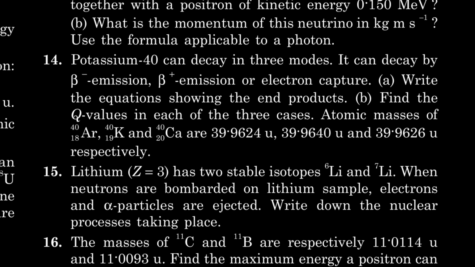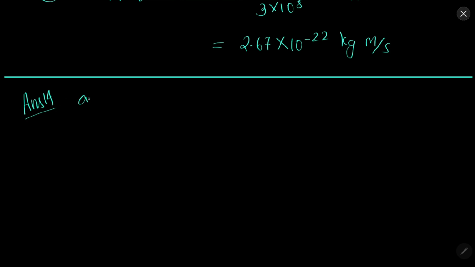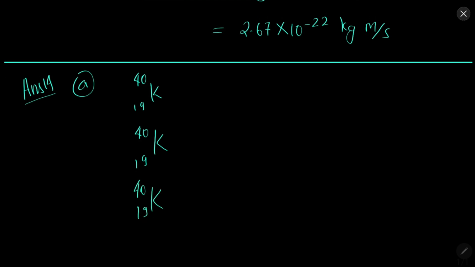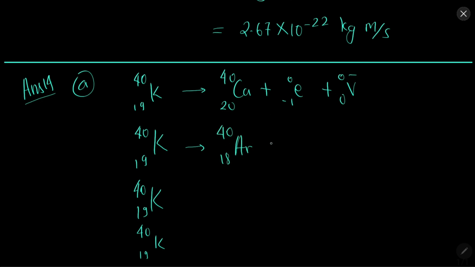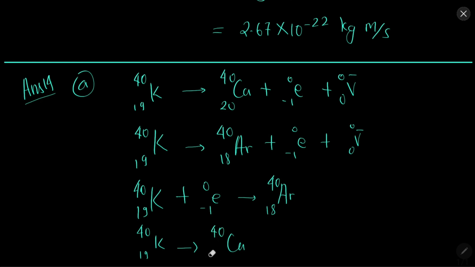In question 14, we need to write the equation showing the end products and find the Q values. Solution 14, first one. So what we will have is this. Let me first write the left part. So here we will have calcium, then here we will have argon, then here we will have argon, and this positron is also there.